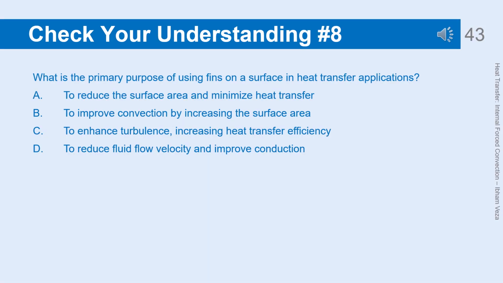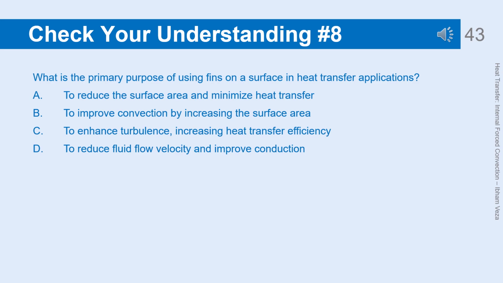Correct answer B. To improve convection heat transfer by increasing the surface area. Explanation of incorrect options. A. To reduce the surface area and minimize heat transfer. This is incorrect because fins are specifically designed to increase surface area, not reduce it, for better heat transfer.